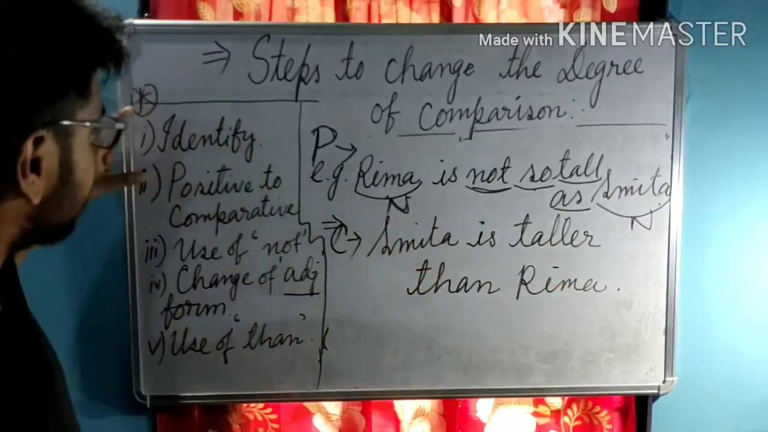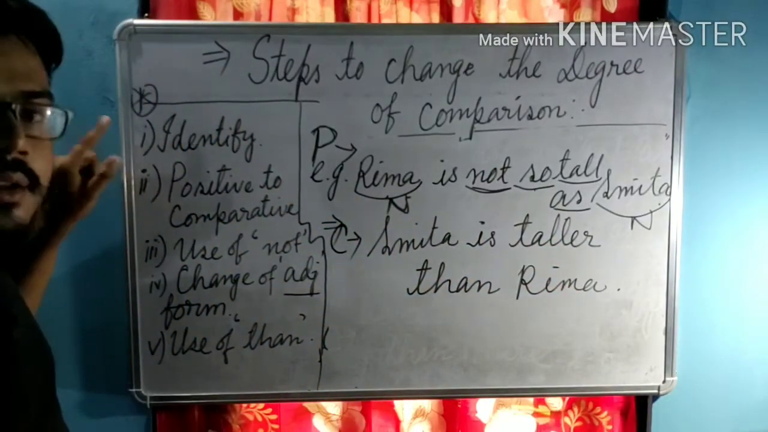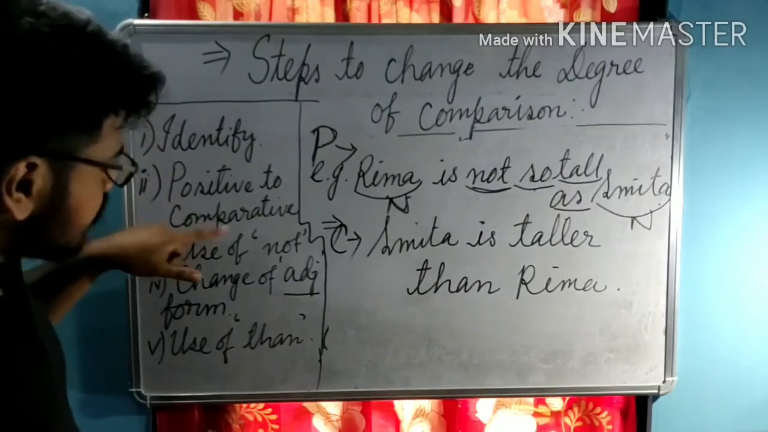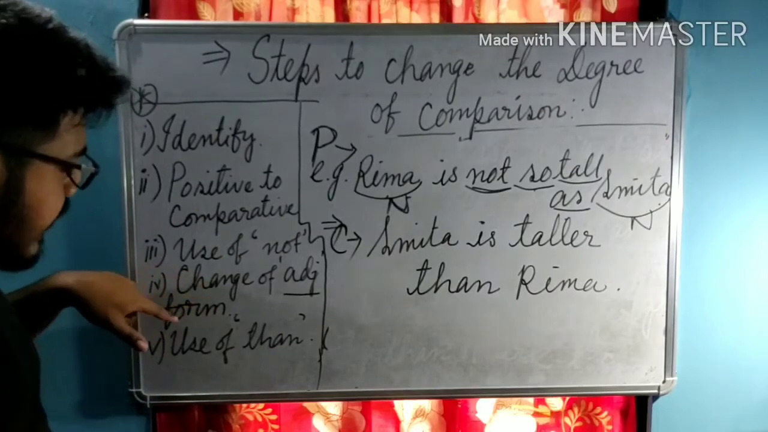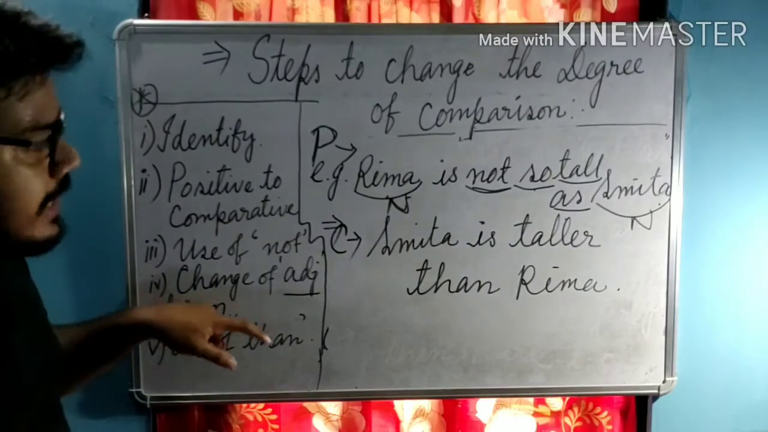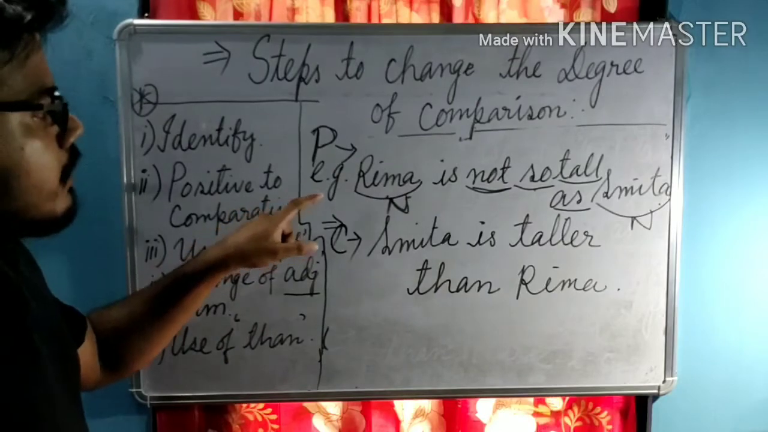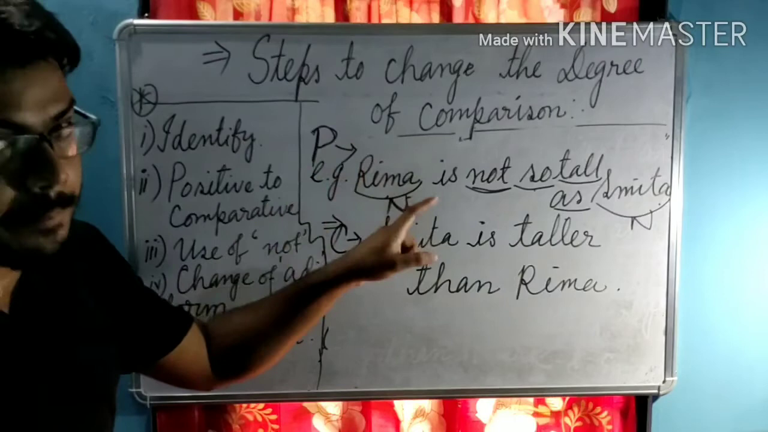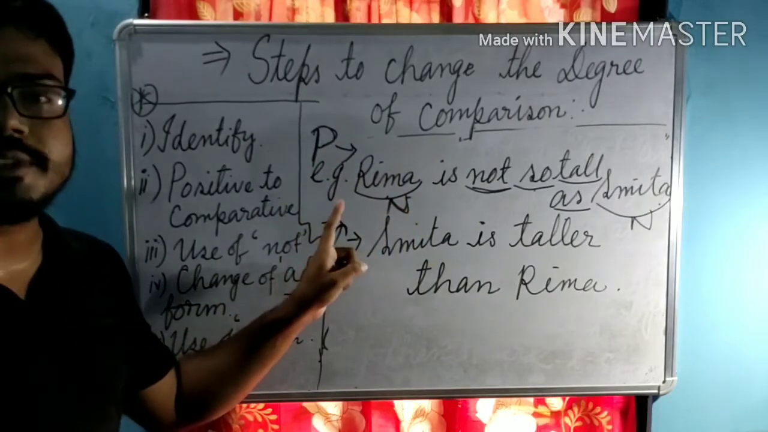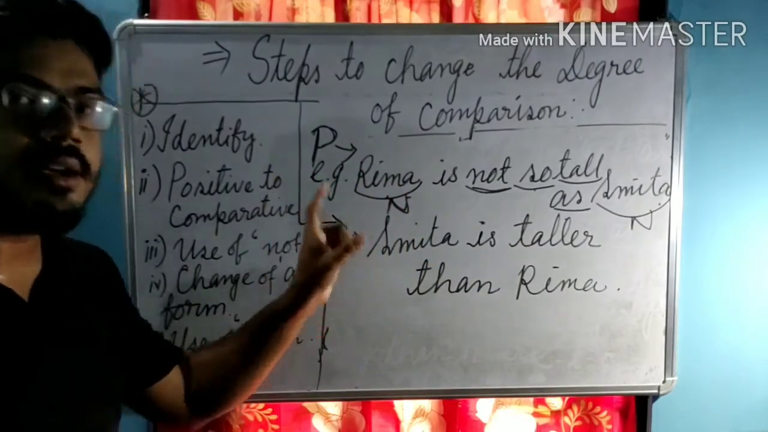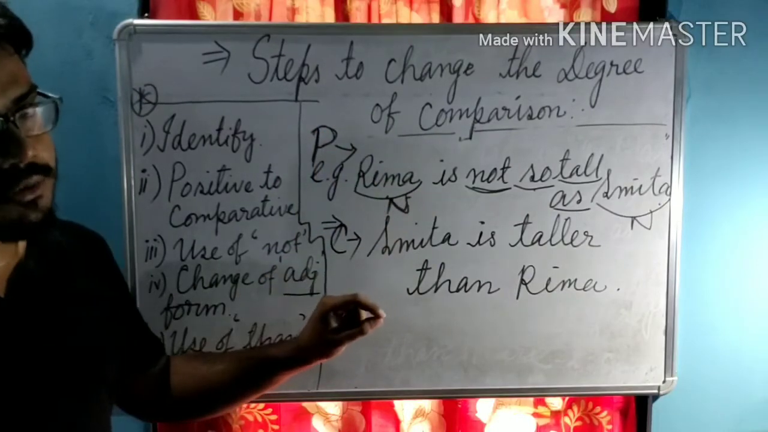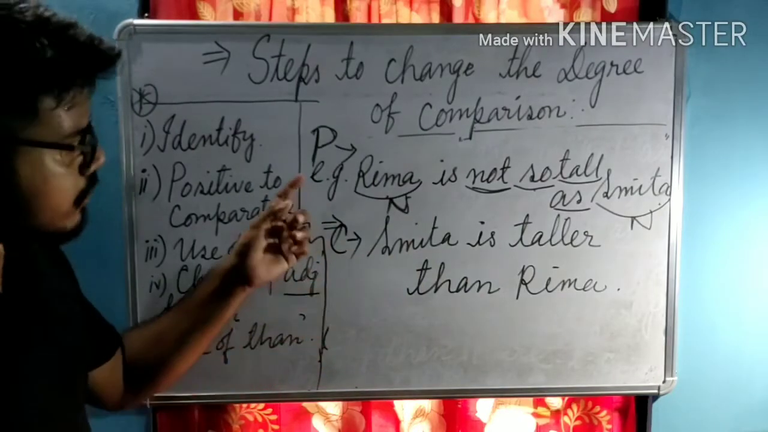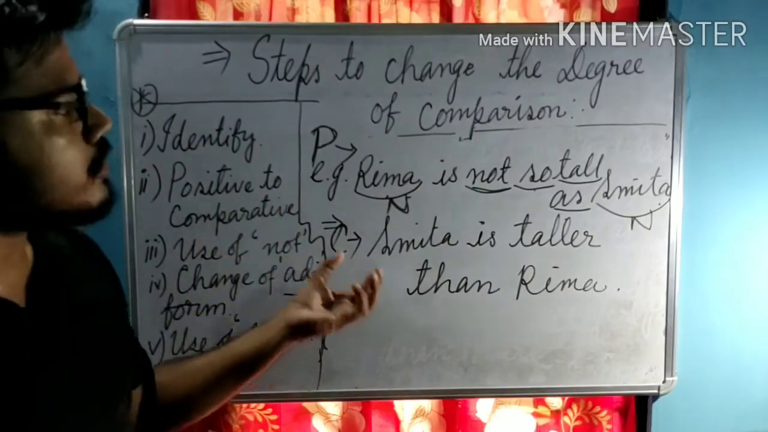You should remember these things. The first task is to identify. The next step is use of not, then change of adjective form, and then use of than, while changing the degree of comparison from positive to comparative. Remember, here we have discussed type 1 sentences, where we go from positive to comparative. In the same way, we will discuss the other steps in the next video.